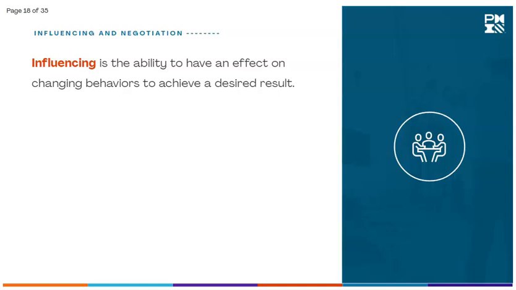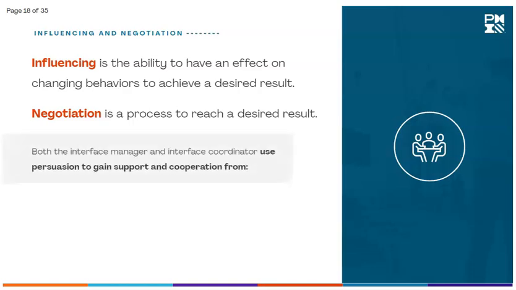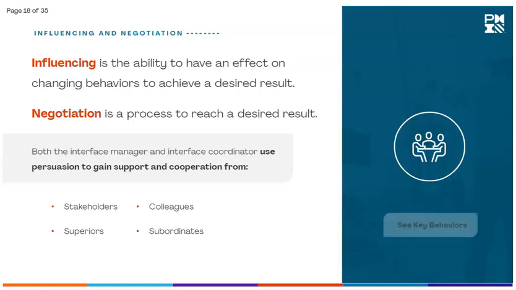Influencing is the ability to have an effect on changing behaviors to achieve a desired result, while negotiation is a process to reach a desired result. The interface manager requires a significant level of capability in these competencies. Both the interface manager and interface coordinator use persuasion to gain the support and cooperation from stakeholders, superiors, colleagues, subordinates, and other parties to achieve a desired course of action consistent with the project's strategic goals and objectives. Click to review key behaviors.